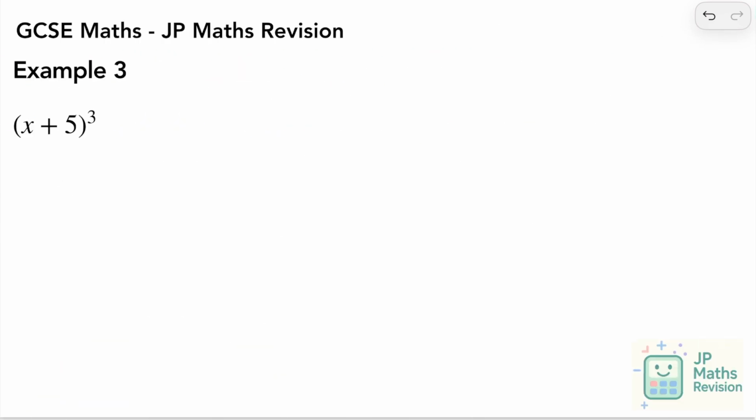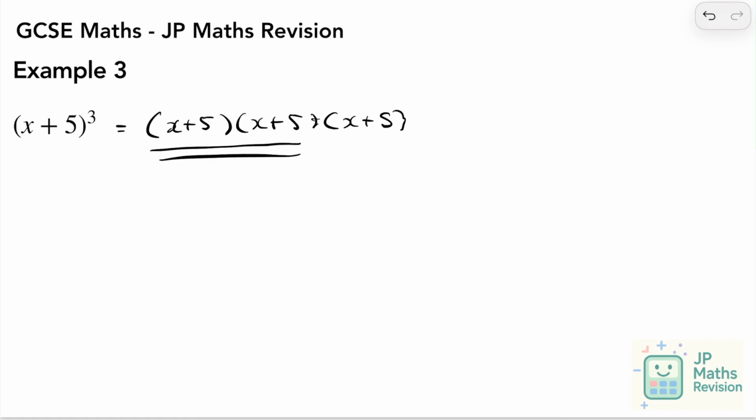So this example here is just worded slightly differently. So we've got x plus 5 all cubed. So when we're cubing something, we're timesing it by itself 3 times. So x plus 5 cubed is the exact same as x plus 5 times x plus 5 times x plus 5. So like before, we're going to pick two brackets and we're going to expand them.